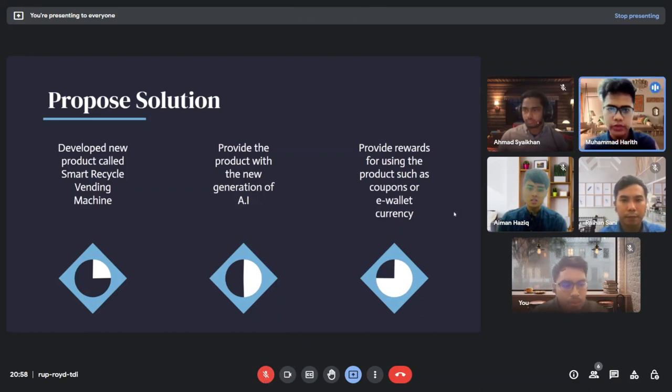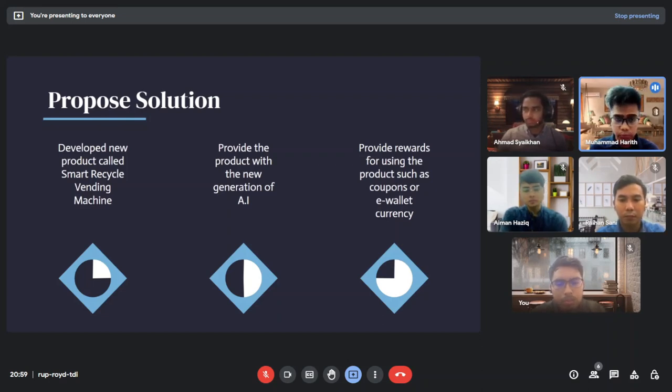Thank you, Mr. Shah Ishraf, for a great explanation. So moving on to the proposed solution, there are three keywords that have been proposed by our company. The first one is to develop a new product called smart recycle vending machine. By developing the product, the system can innovate to help the community in society.